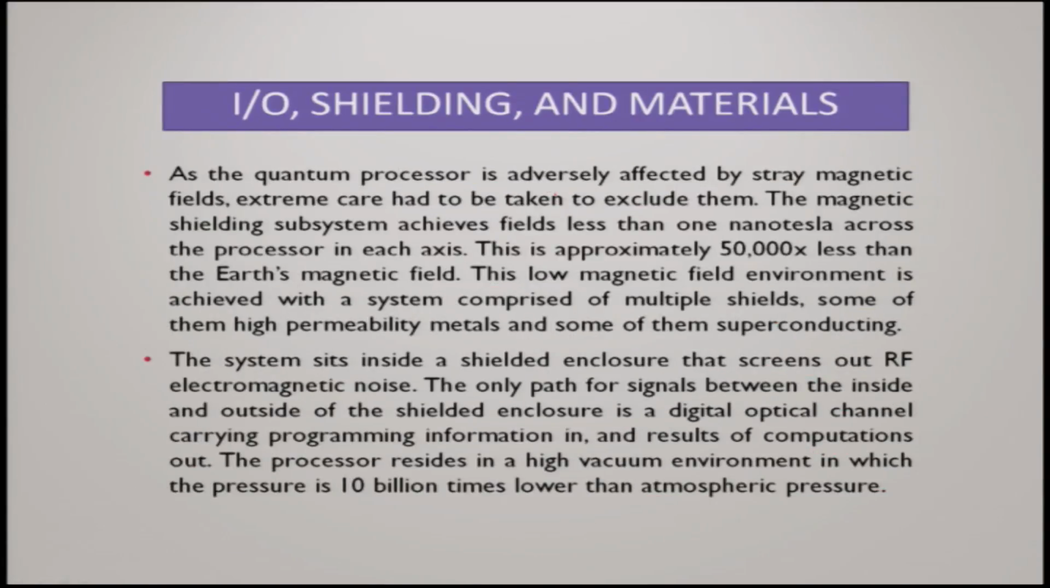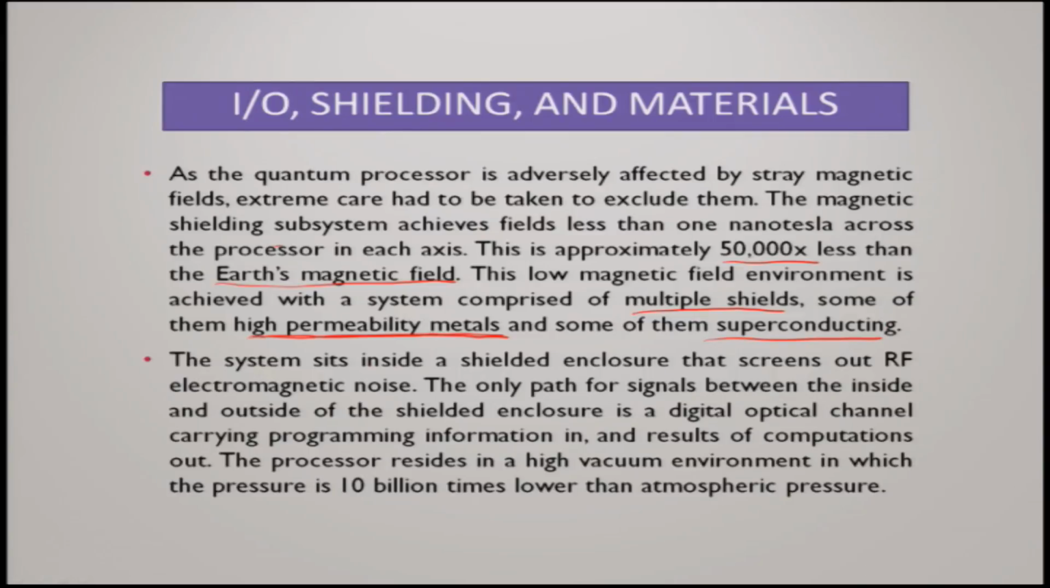As the quantum processor is adversely affected by stray magnetic fields, extreme care had to be taken to exclude them. The magnetic shielding subsystem achieves fields less than 1 Tesla across the processor in each axis. This is approximately 50,000 times less than the Earth's magnetic field. This low magnetic field environment is achieved with a system comprised of multiple shields, some of them high permeability metals and some of them superconducting.